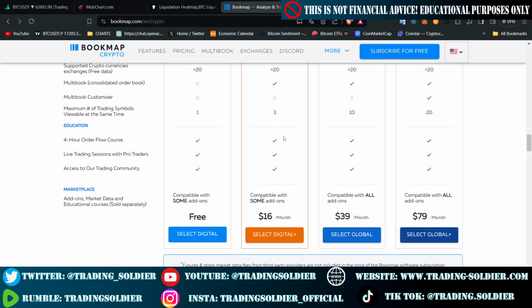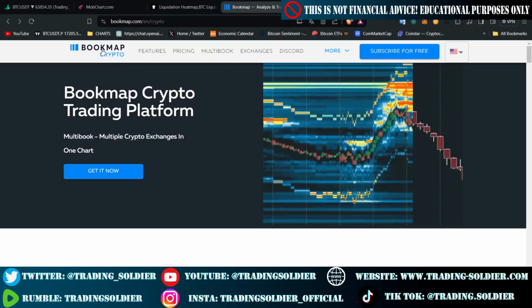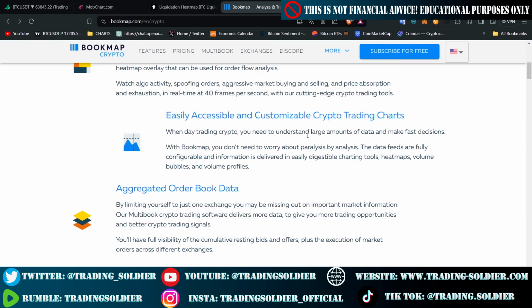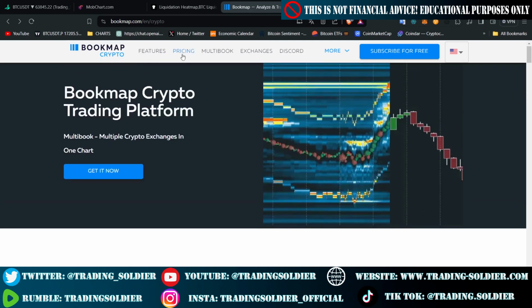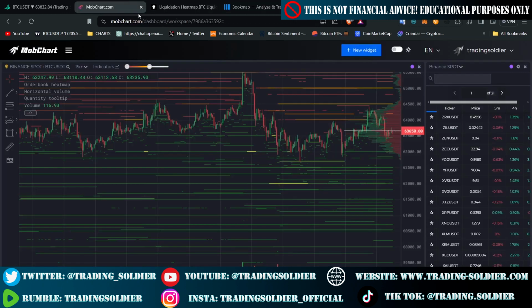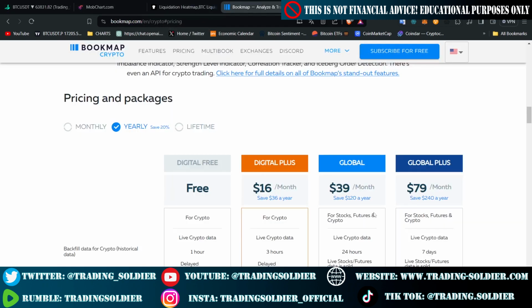The fourth platform that we can use for heat map charting is Bookmap Crypto. I don't use Bookmap, but I know that you can see heat maps with it. I think the pricing is $60 a month. Mobchart is $14, and Trading Light is also $14 a month. But Bookmap is $16.